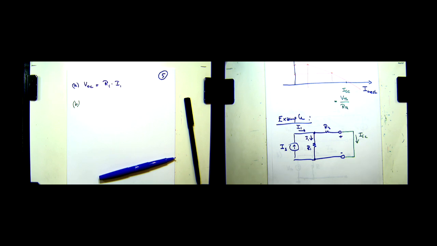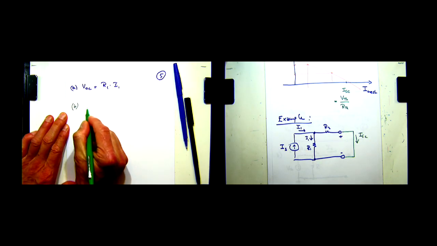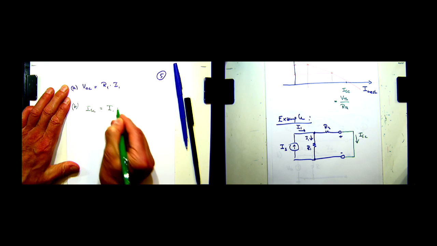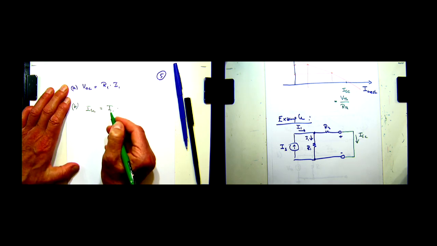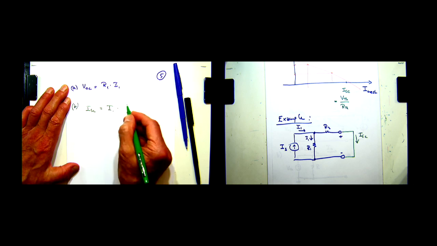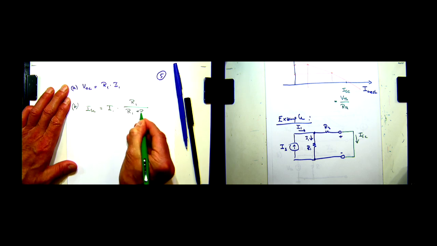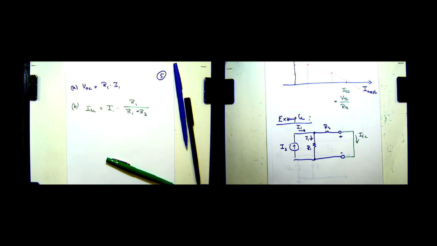Okay, has somebody the answer? What is ISC? Yes, back there. Okay, so ISC is equal to I1 multiplied by R1 and divided by... oh, divide by 2. Okay.